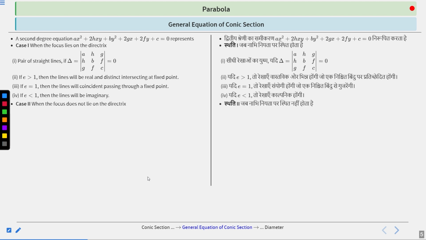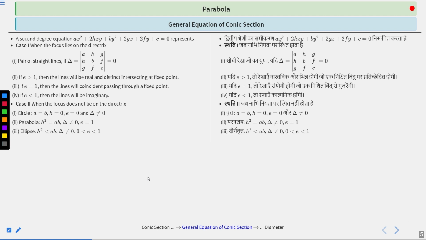Case 2, when the focus does not lie on the directrix, it will be a circle when a equal to b, h equal to 0, E equal to 0 and delta not equal to 0, right? It will represent a parabola if h square is equal to ab, delta not equal to 0 and E is equal to 1, right? It will represent an ellipse when h square less than ab, delta not equal to 0 and E is between 0 and 1, right?